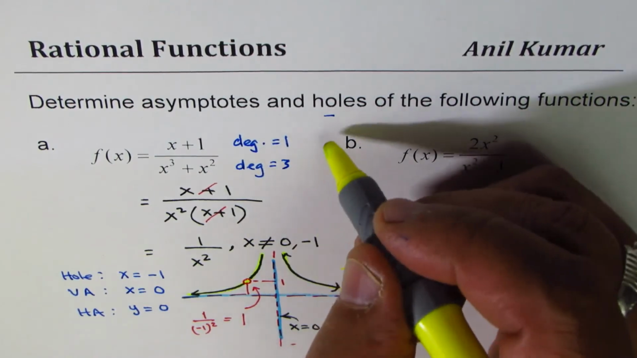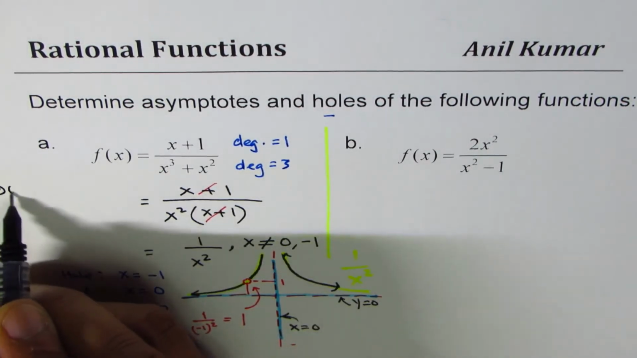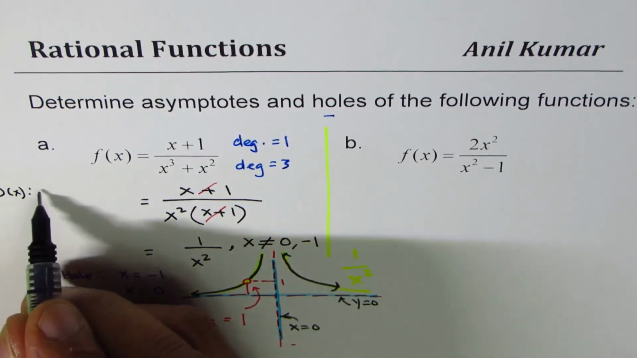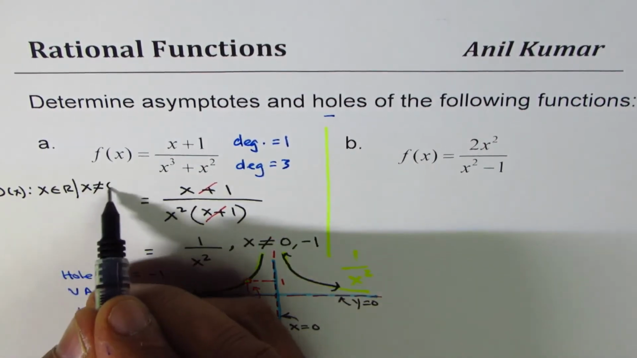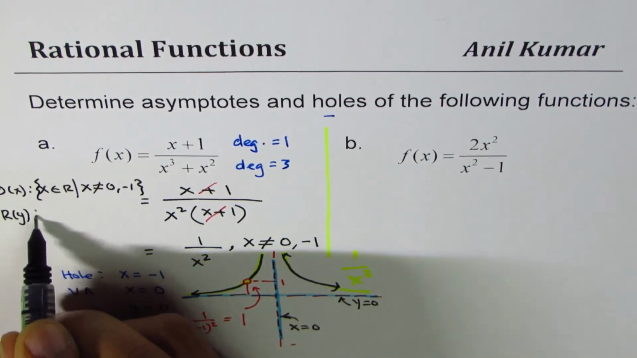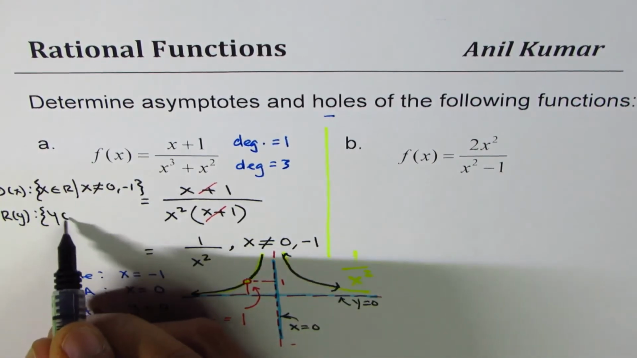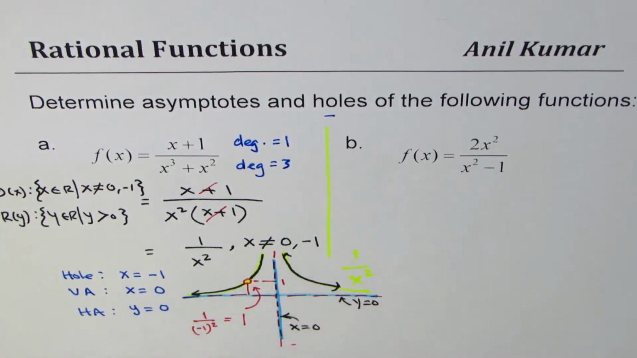So I hope you have understood the restrictions. Now you can write domain and range. Domain has two restrictions. Range is always greater than 0, right? So the domain for the function is x belongs to real numbers where x is not equal to 0 and minus 1. Perfect. And range, this is an extension to what we had been doing: y belongs to real numbers where y is greater than 0. Perfect. Now let's look into the next one.